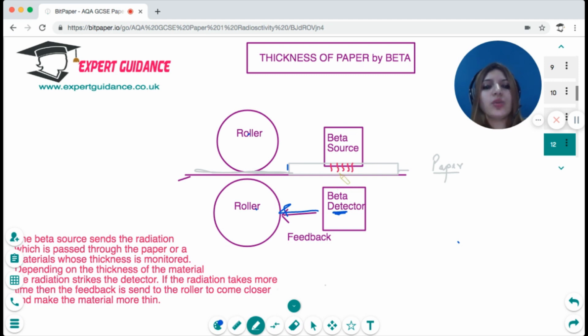So, depending on the signals it is getting from the beta source, if the radiations are taking a greater time, it will send feedback to the rollers to come closer to each other and make the paper thinner. So then the rollers will come closer and make it thinner. Okay, so this is how we can control the thickness of paper or many metal sheets by beta.